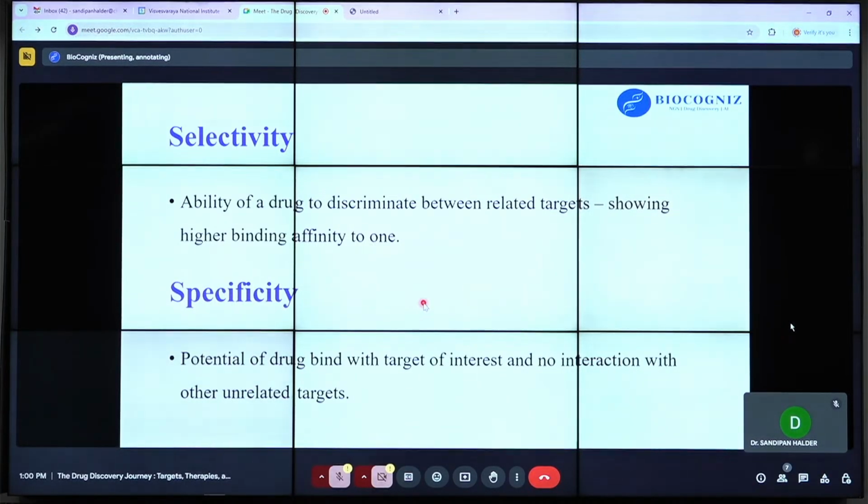So how are we going to achieve this selectivity and specificity? If you are able to achieve this, automatically you can avoid the side effects. Very simple. But achieving this is not an easy task. There are several methods used in the literature. I'm going to show you some of the methods used in the literature and some of the methods I have used in my research. So these are the two things we are going to focus on today.